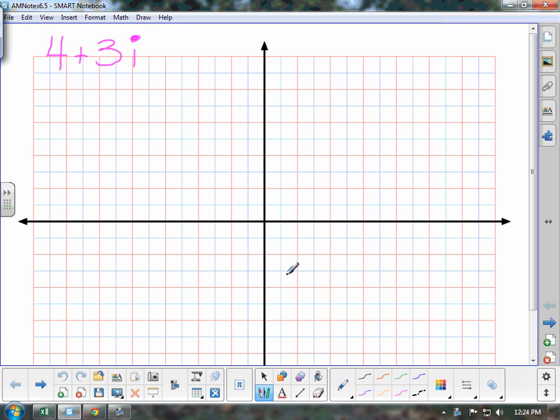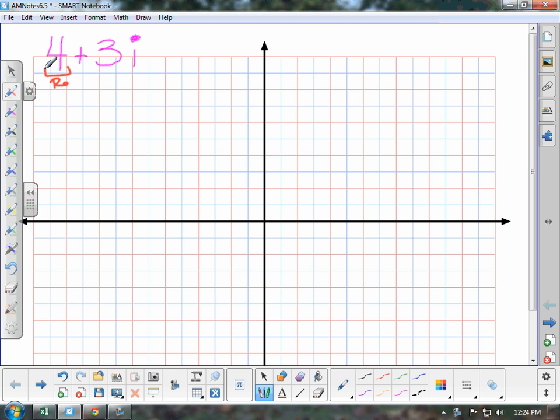Section 6.5 deals with complex numbers, which is what 4 plus 3i here is. This is the real number part. This is the imaginary number part. And together, they are a complex number.